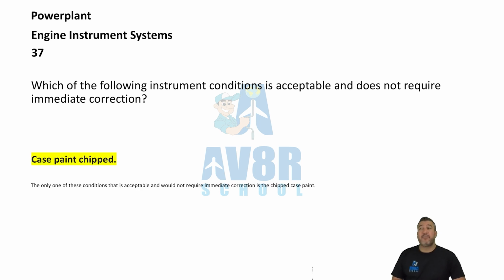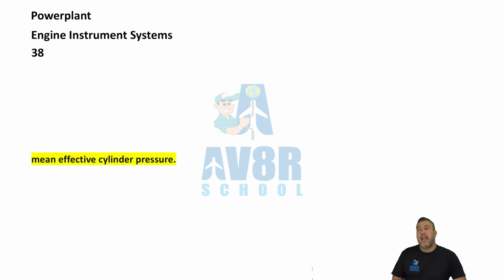Number 37, case paint chipped. So which of the following instrument conditions is acceptable and does not require immediate correction? Case paint chipped.